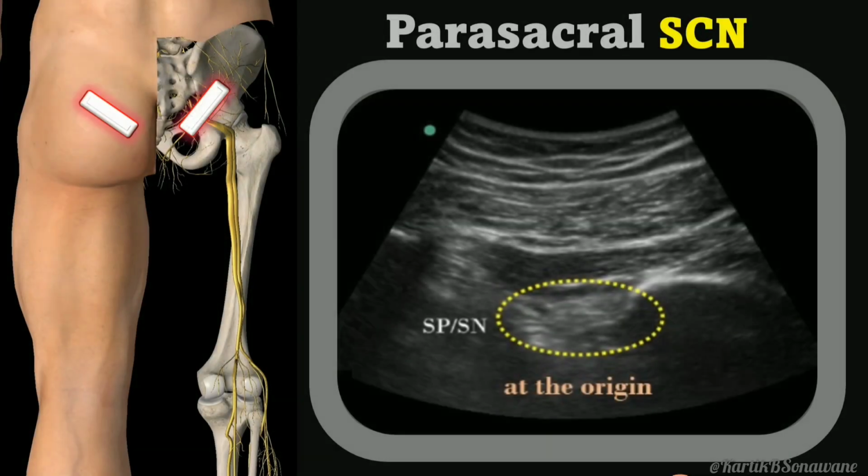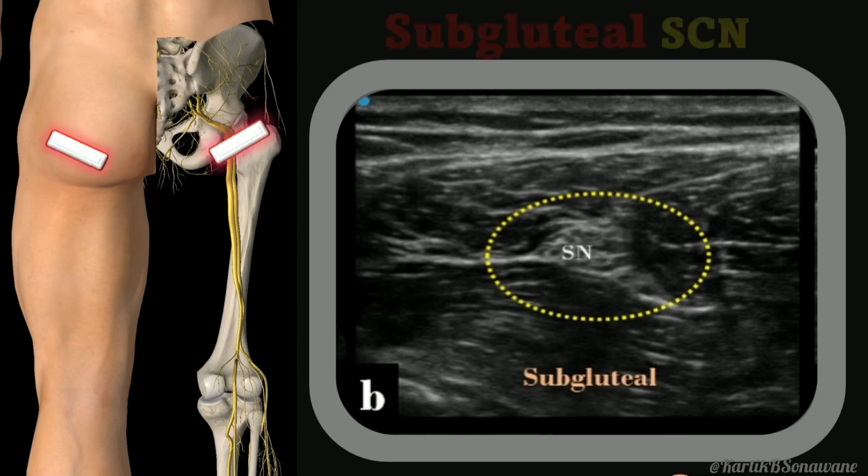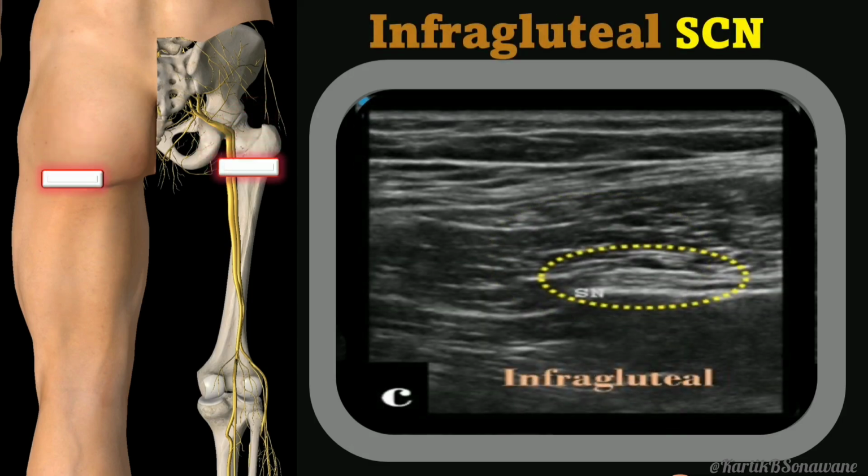It's a parasacral probe position with the sonoanatomy. Moving to the GT-IT approach, probe between the GT and IT, seeing the sciatic nerve. Then infragluteal approach. It is the most superficial approach below the gluteal muscles.